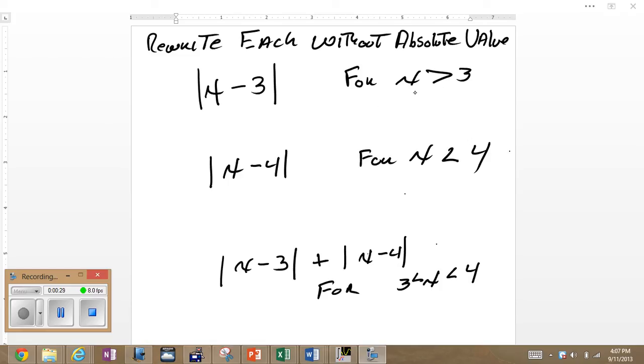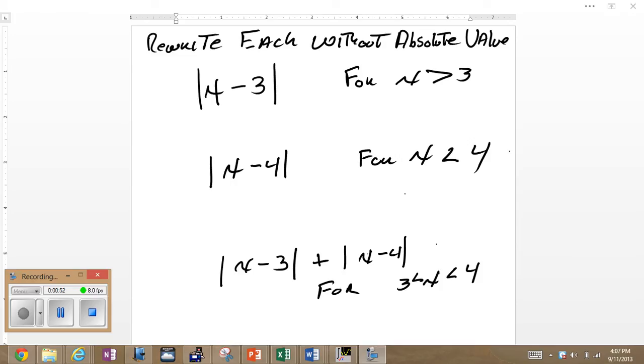In the first example, if x is greater than 3, take a value, 5. 5 minus 3 is 2. Its absolute value is 2. All right? 7 satisfies that. 7 minus 3 is 4. The absolute value of 4 is 4.